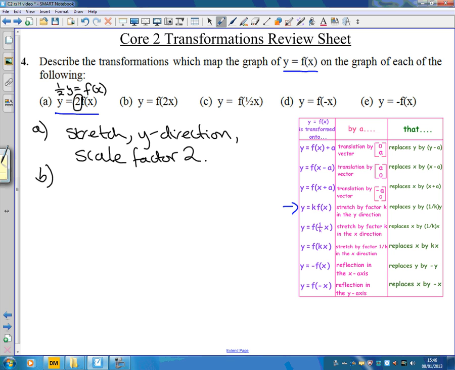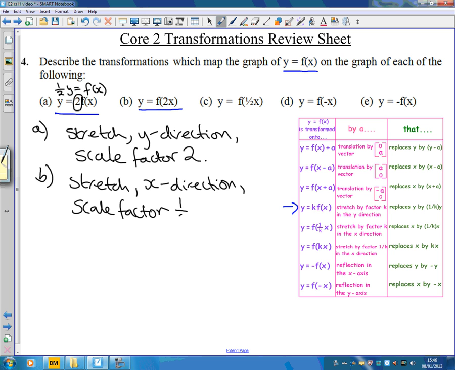Now on B, again here, something's changed. The x has been multiplied by a number. So we multiplied by a number, so that's a stretch. In this case, it's the x that's been replaced by 2x. So that means it's parallel to the x-axis, or in the x direction. And the scale factor, so in the x direction, x has gone to 2x, and the scale factor is the reciprocal of that, so the scale factor is a half.